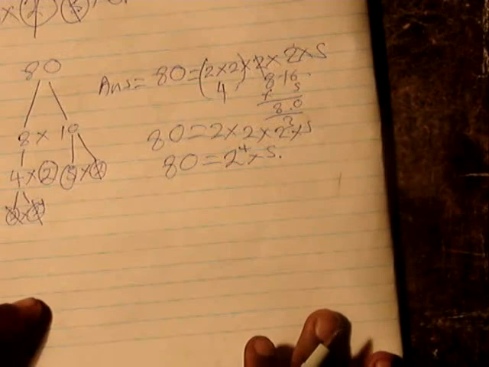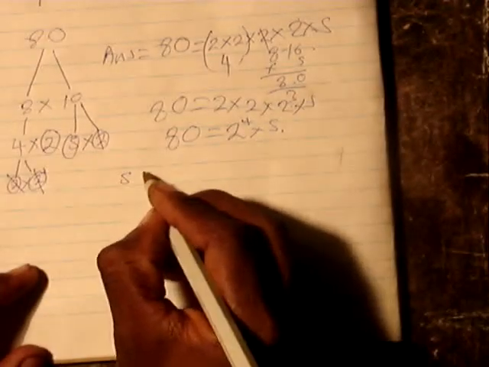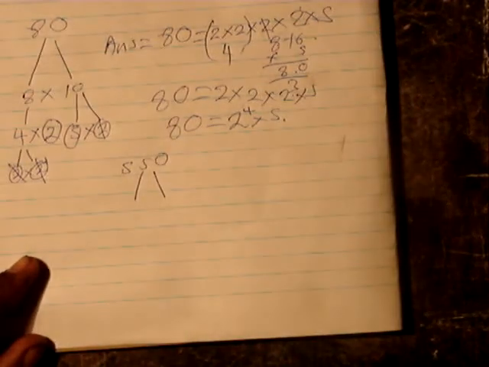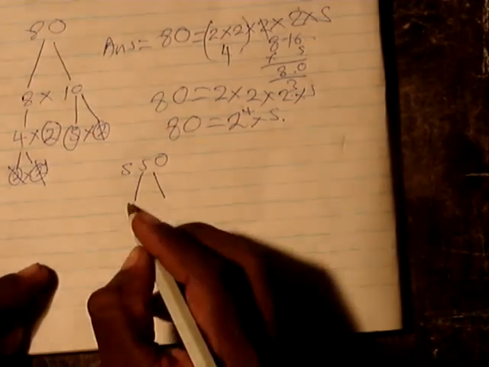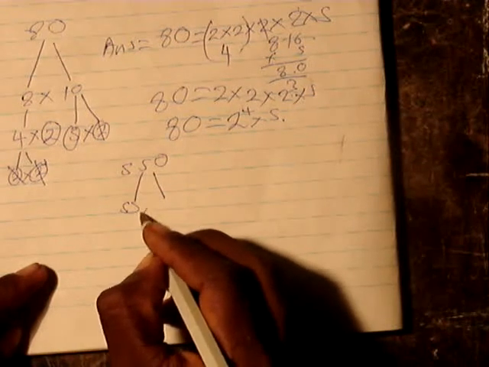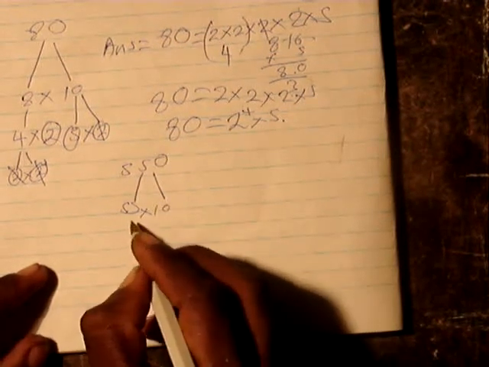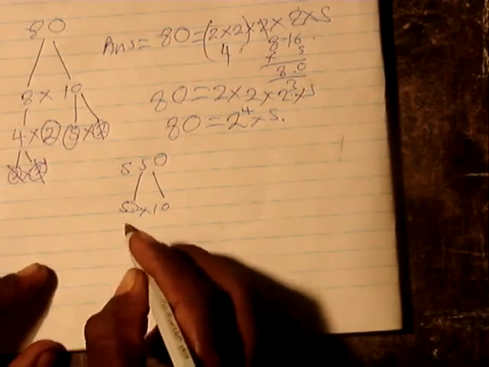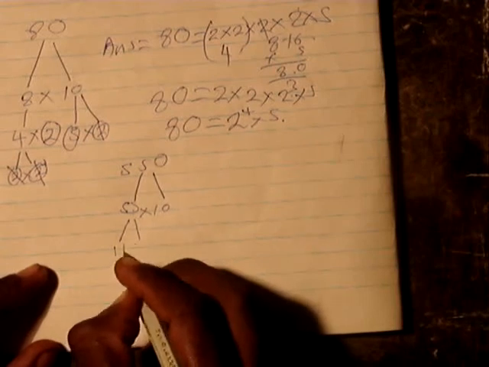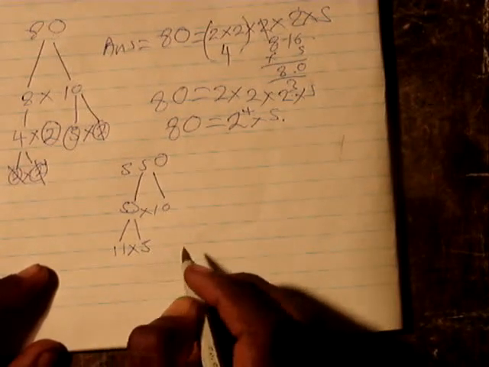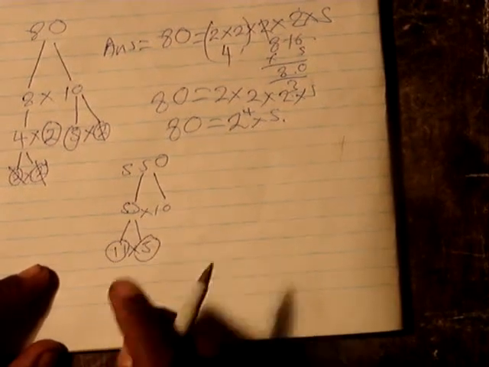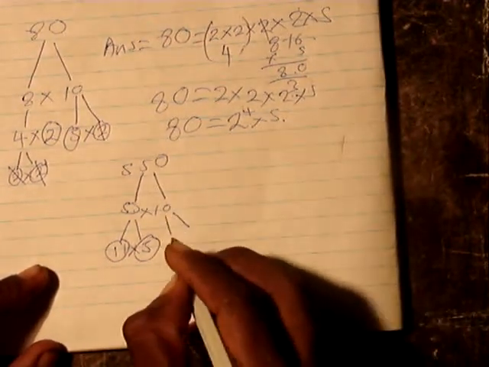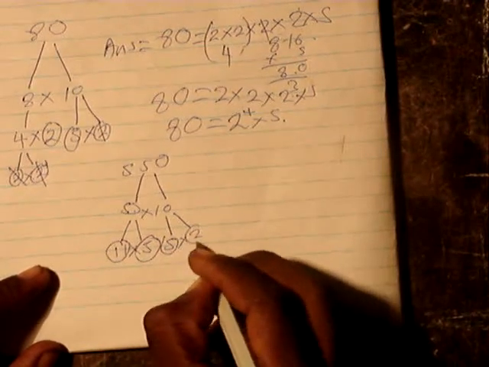Now let's look at the last one. Let's look at 550. Which two numbers do we multiply to get 550? That is 55 times 10. Which two numbers do we multiply to get 55? That is 11 times 5. And these are prime numbers. Which two numbers do we multiply to get 10? 5 times 2. These are prime numbers.